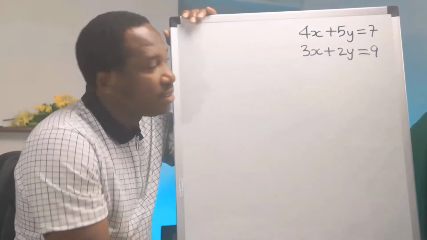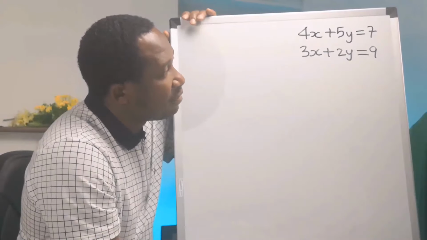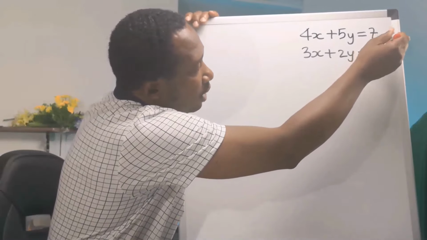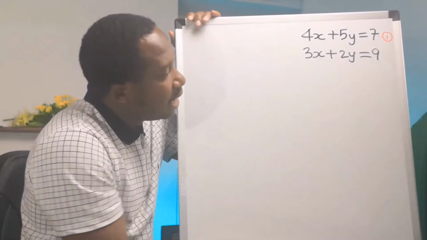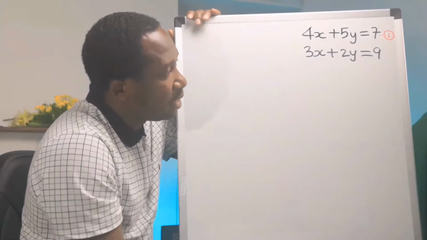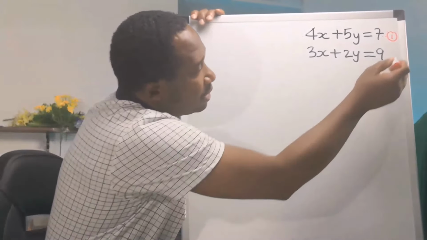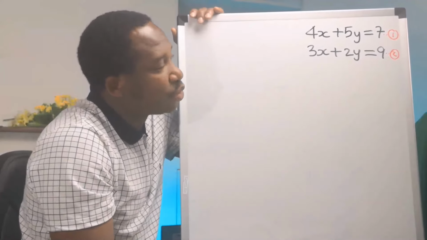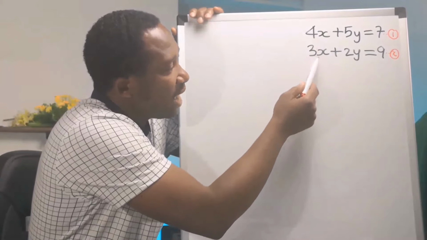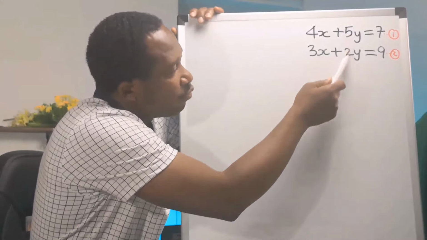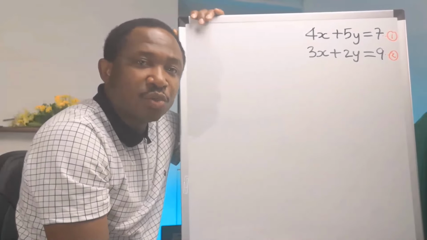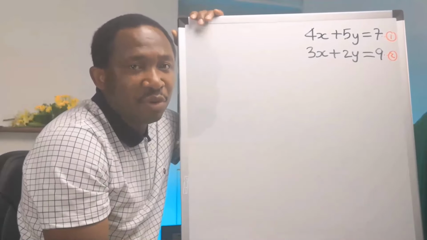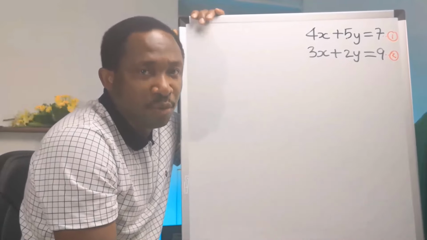Next, let's consider 4x plus 5y equals 7, which is equation 1, and 3x plus 2y equals 9, which is equation 2. Whenever you begin to consider the coefficient of x or the coefficient of y, that means you want to apply the elimination method. However, in this video, we want to consider only the substitution method.